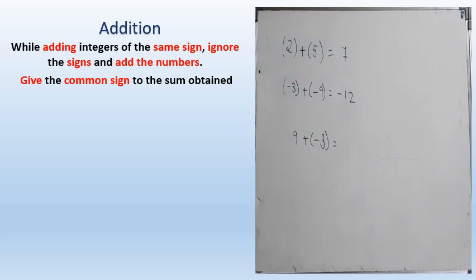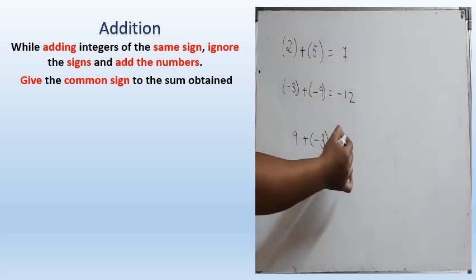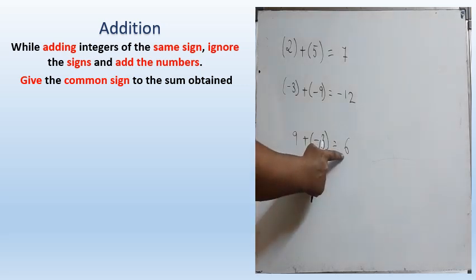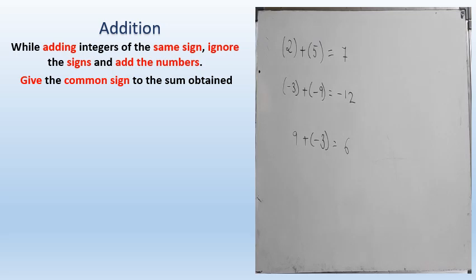So what you are going to do is ignore the sign and subtract the smaller number from the bigger one. The smaller number is 3 and the bigger number is 9. So 9 minus 3 is 6. And you're going to give the sign of the bigger number. Which is the bigger number over here? 9. And 9 is positive. So this answer is also going to be positive.